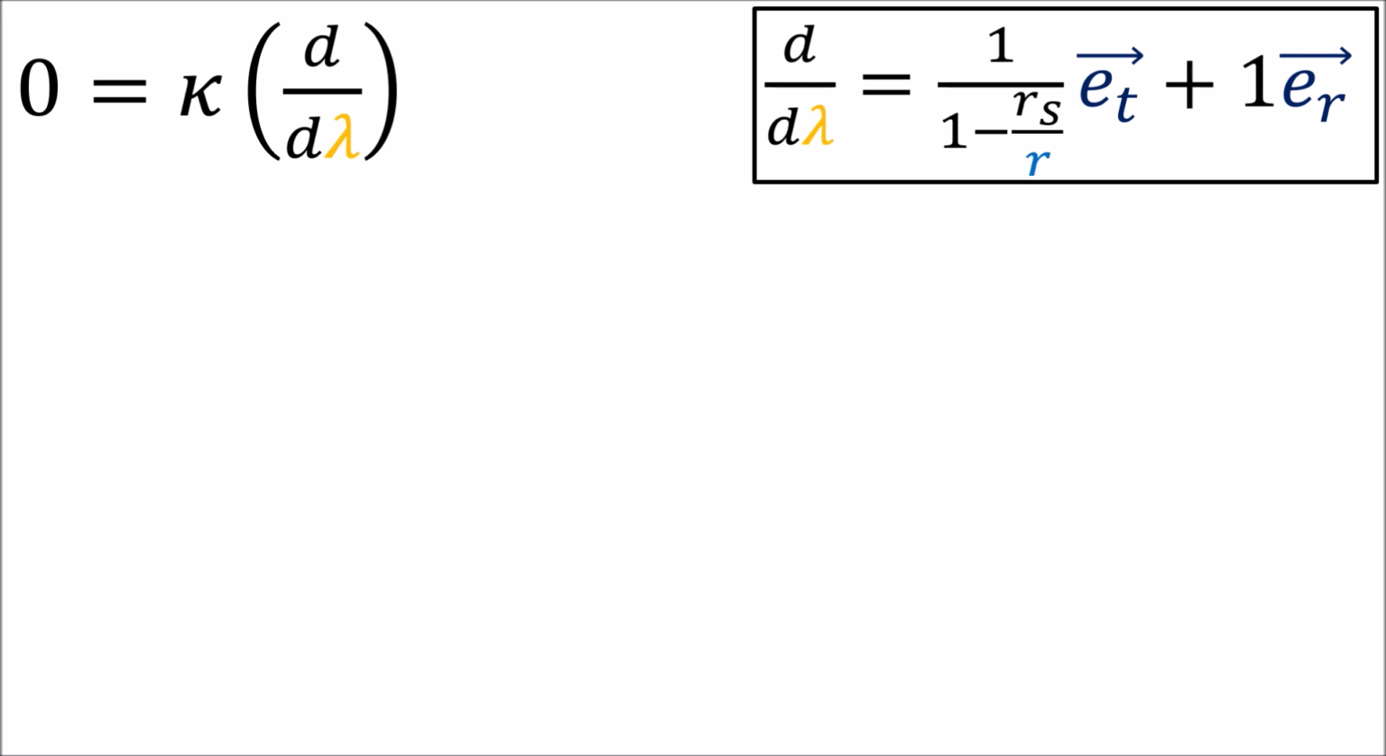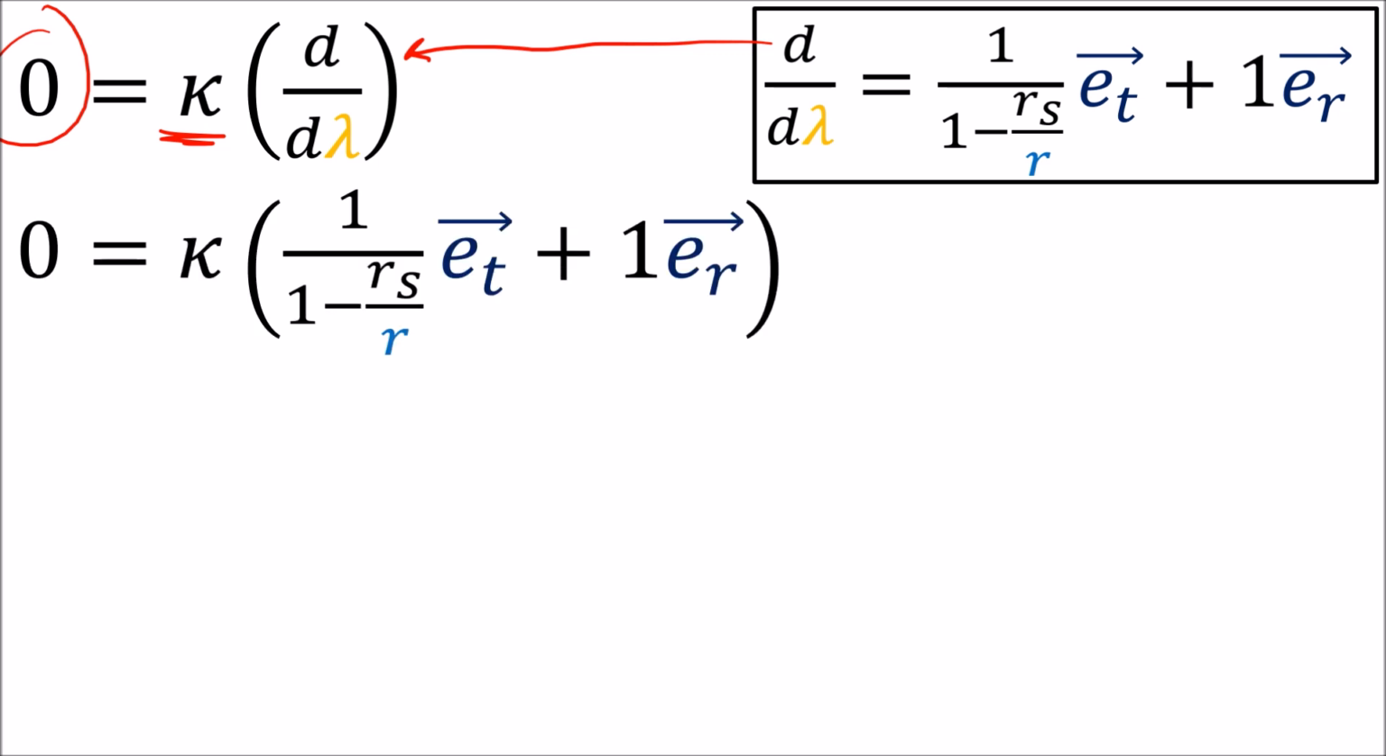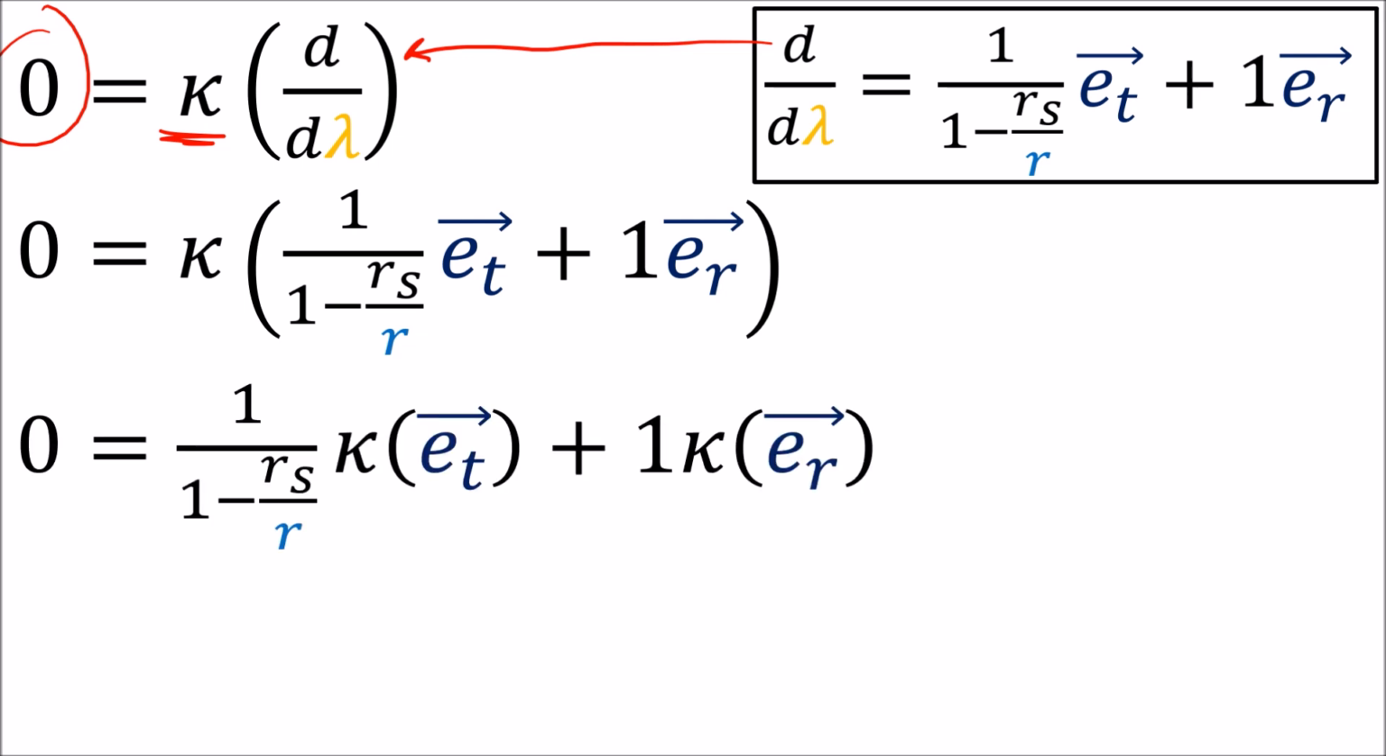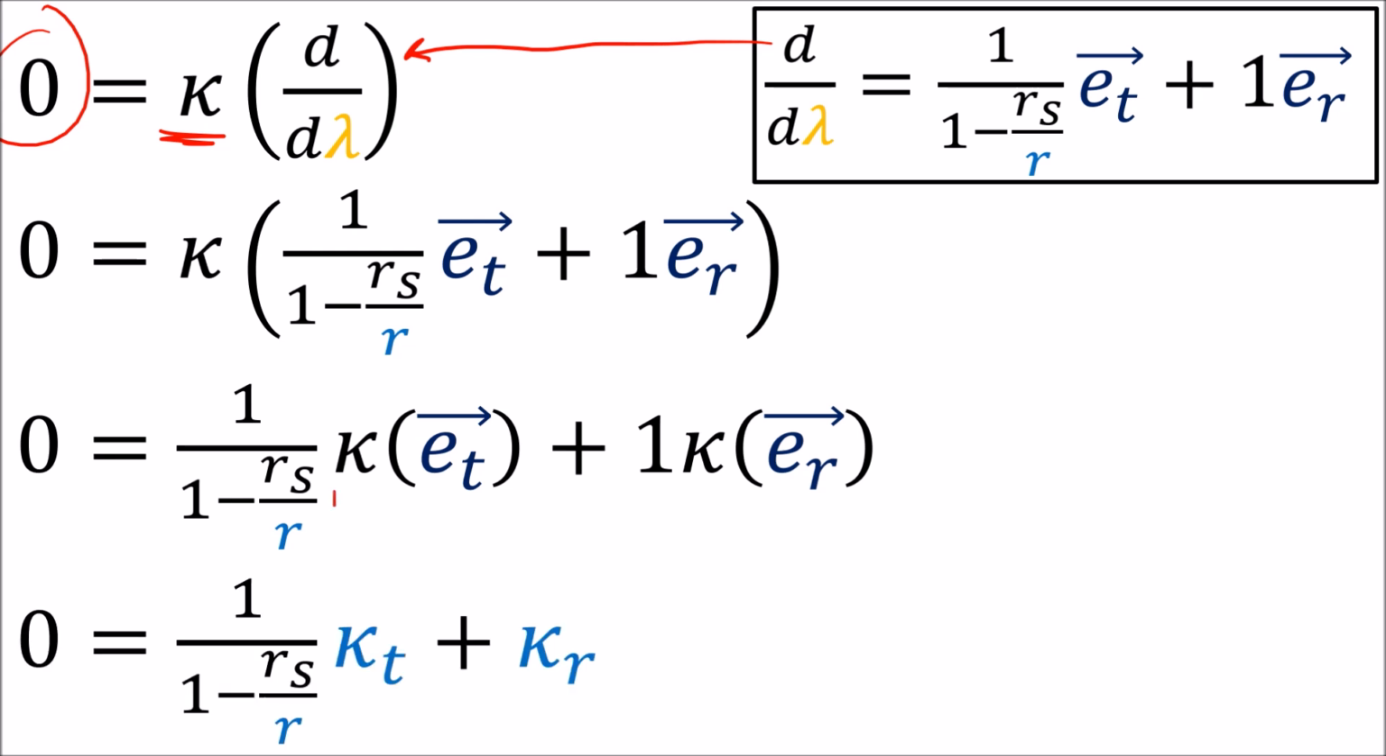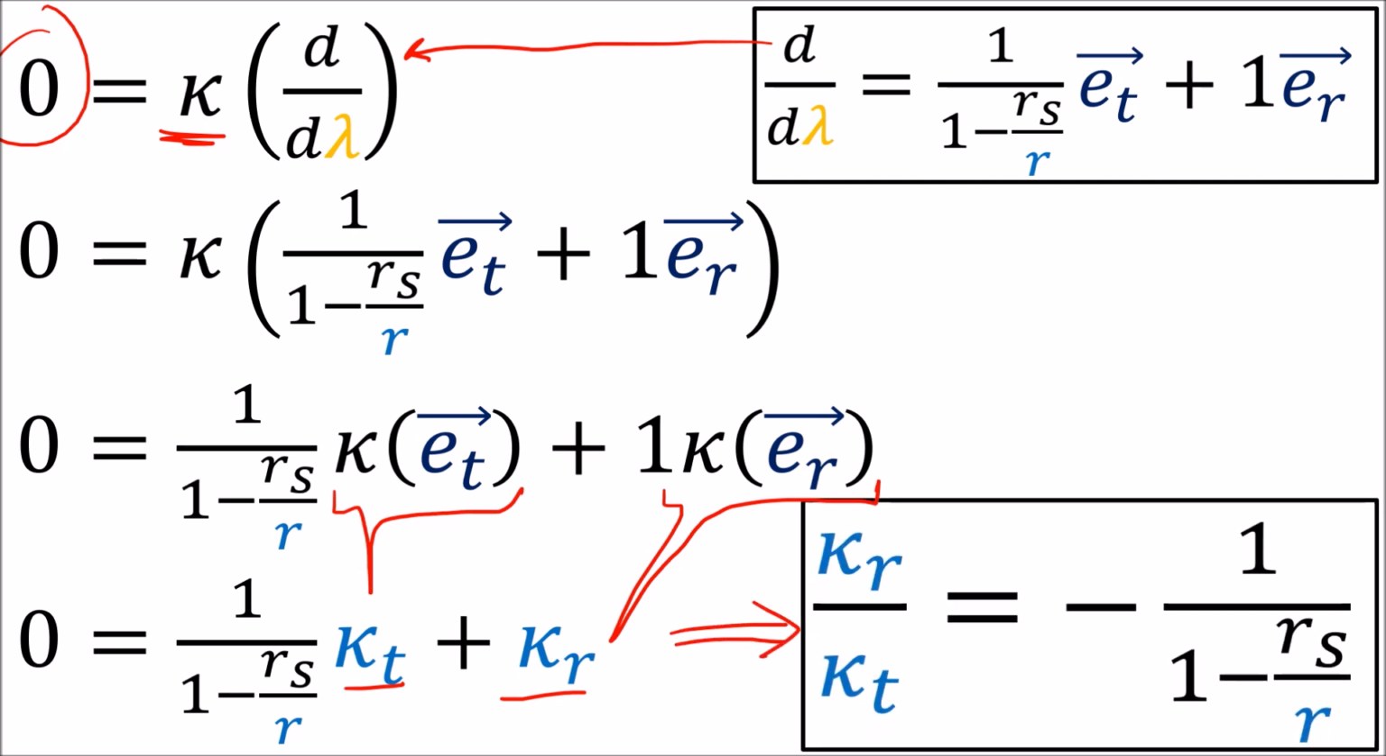Now let's find a covector field κ that eats this vector field and spits out 0. Remember, covectors are linear, so we can apply the covector to each term in the sum and then pull out the scaling constants. κ of e_t is just the covector's time component κ_t, and κ of e_r is just the covector's radial component κ_r. Rearranging this equation, we find that a covector field representing an outgoing light beam will have a ratio of κ_r to κ_t that equals this.